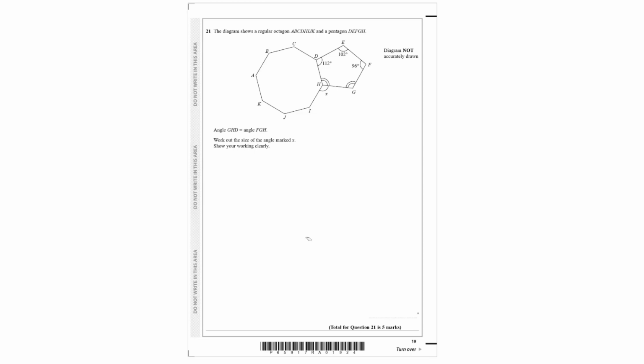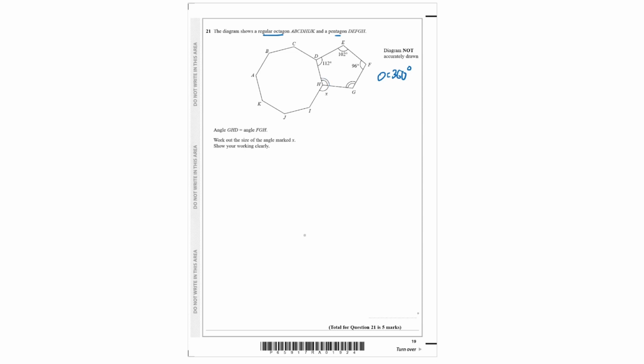The diagram shows a regular octagon and a pentagon. Angle GHD is equal to angle FGH. Work out the size of the angle marked as X. Show your working clearly. First off, we can find this angle and this angle. Since a whole circle is equal to 360 degrees, if we subtract this angle and this angle, we'll find what X is. So first off, let's find angle GHD.